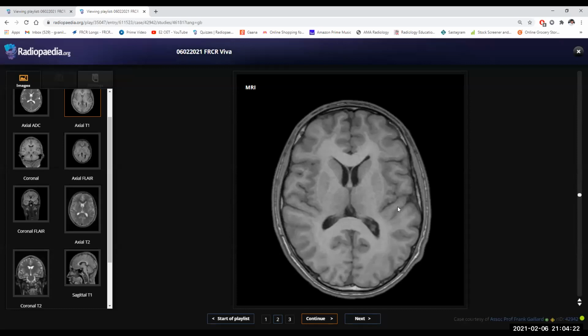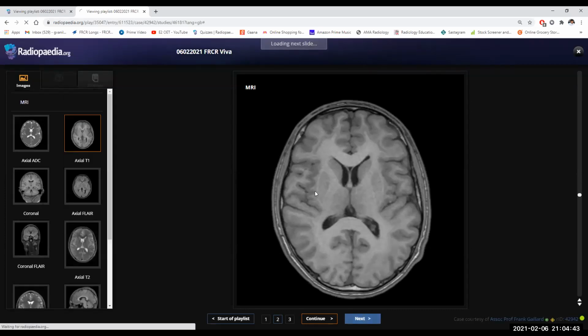Somewhere anterior, in the frontal lobes. Yes, this is in the deep white matter. This is the gray matter. Maybe here as well. This is the gray matter, a linear band of gray matter. Because we see the gray, then the white, and then the gray, this is the gray matter heterotopia here.